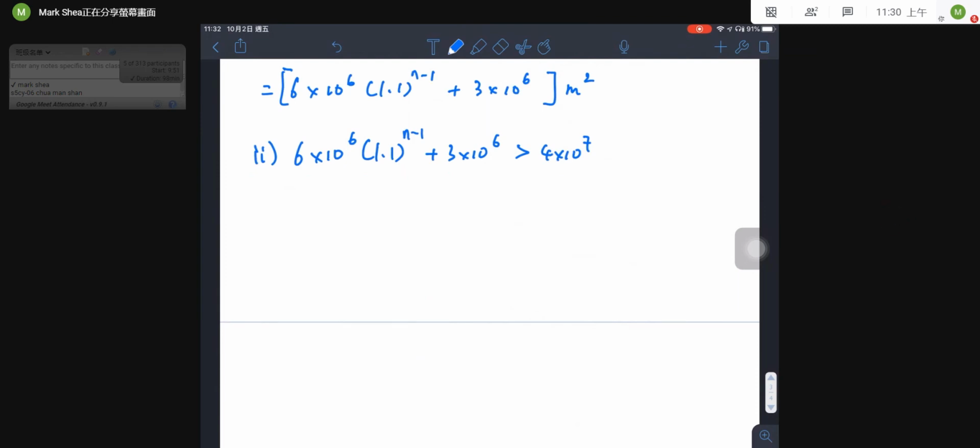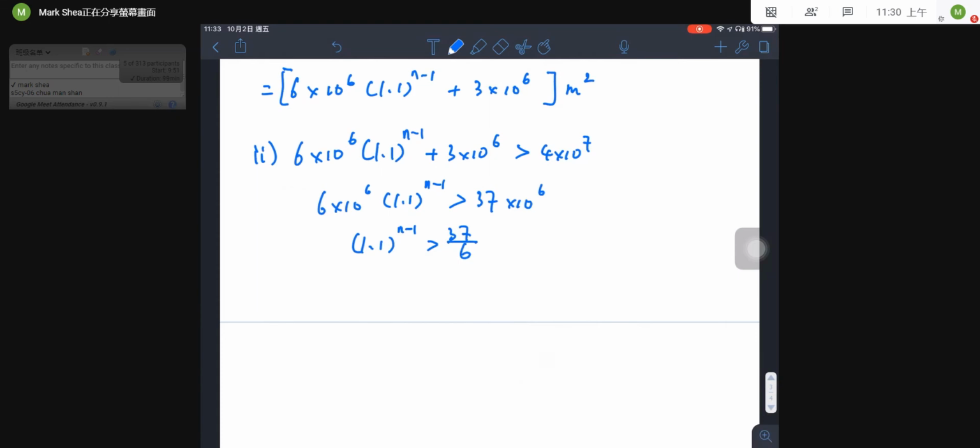For B2, we need to simplify this inequality. That is the result of B1 greater than 4 times 10 to the power 7. Okay, so we can simplify like this. And the right side is 37 times 10 to the power 6. And then you can see that both sides we can cancel by 10 to the power 6. And also move 6 to the right hand side. So we have 37 divided by 6 at the right hand side.